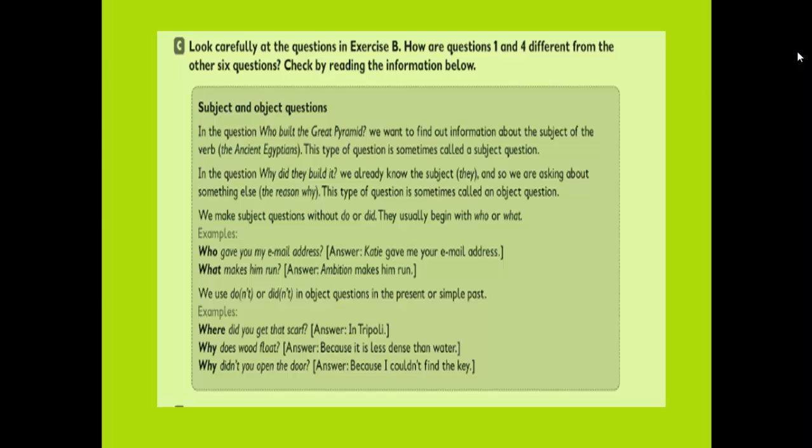C. Look carefully at the questions in exercise number B. How are questions number 1 and 4 different from the other 6 questions? We can answer that by saying question number 1 and question number 4 ask about the subject. And as I have said earlier, if I want to ask about the subject, there is no need to use verb to do. Whereas if I want to ask about the object, I have to use verb to do.